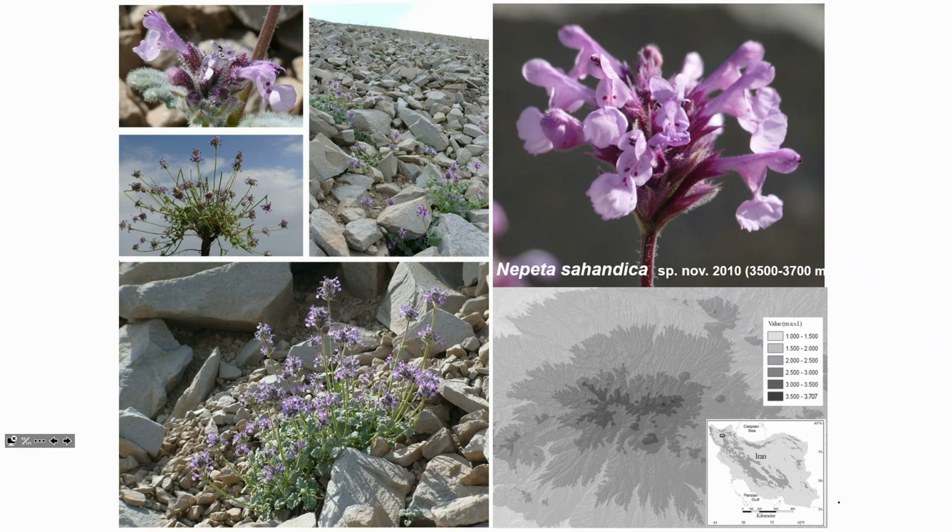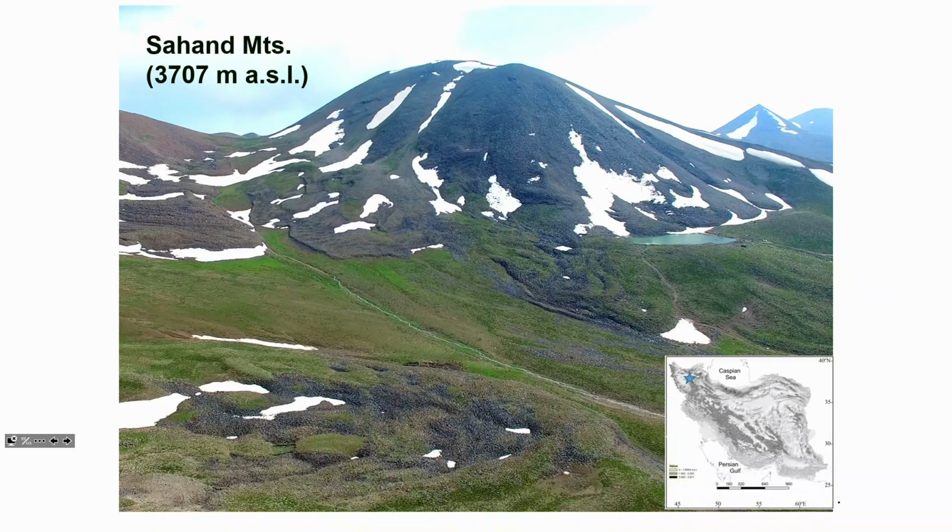And another species that I found myself in Sahand Mountain, we named Nepeta sahandica, a new species for science. It was exactly in these slopes here, you see, very difficult to reach. Usually botanists don't go to such dangerous places. Therefore, I'm lucky to find sometimes some new species in such areas.